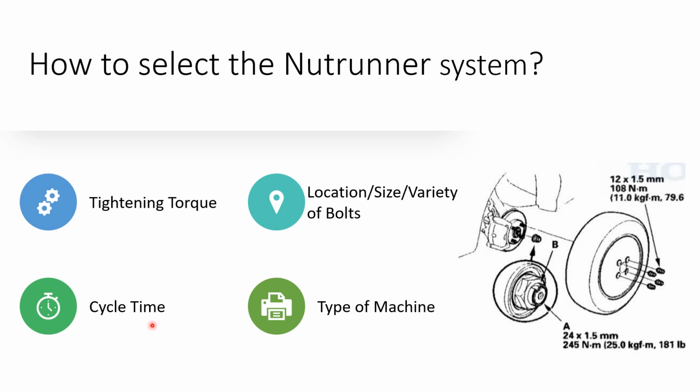And then comes the cycle time. This cycle time is very important, whether we are using a manual system, a semi-automatic system, or a completely automatic system. Then the type of machine. Whether the customer wants a manual machine, it might happen that the customer has a very small budget, or the application does not need a semi-automatic or fully automatic system. So depending on these kinds of requirements, we need to select the Nutrunner system.